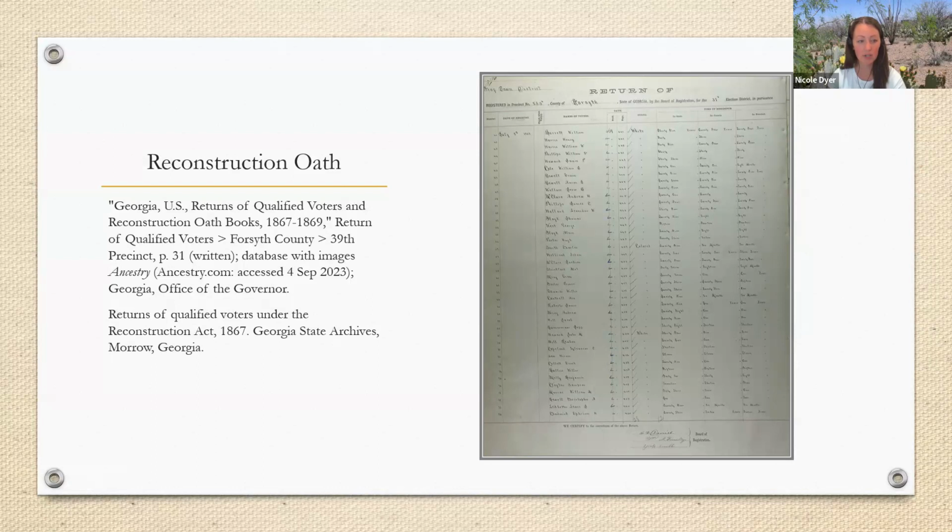And during the Reconstruction after the Civil War, people who wanted to vote had to go register and they had to show they were qualified. So this collection is on Ancestry. It's called Georgia U.S. Returns of Qualified Voters and Reconstruction Oath Books from 1867 to 1869, and it's from Forsyth County and 39th Precinct, page 31. And this is a great citation written by one of the members of our study group. Good job.